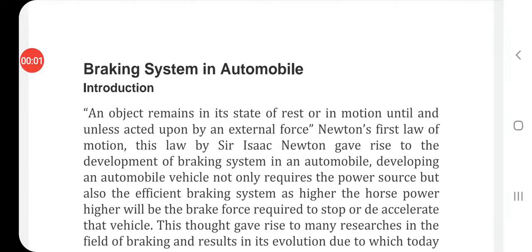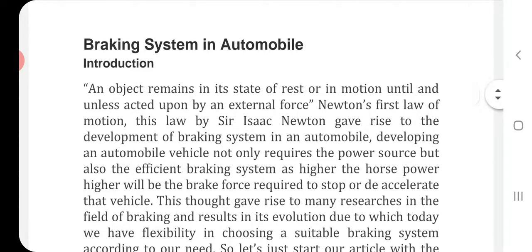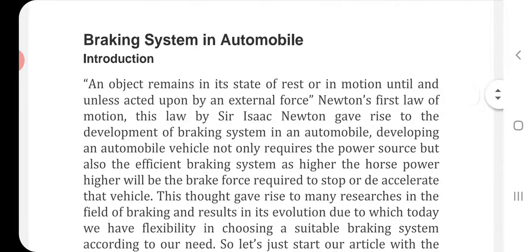Hello, good morning students. I welcome you back to the next lecture. In the last lecture we saw about an automobile differential. We saw how an automobile differential works, and we covered different topics, and we saw crash testing. Now there is one more important topic, that is the braking system in an automobile.